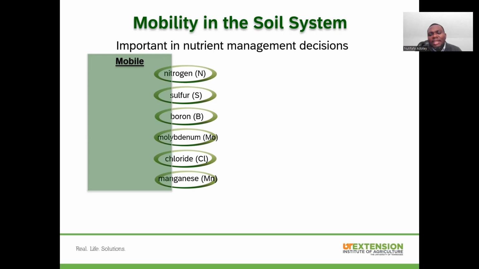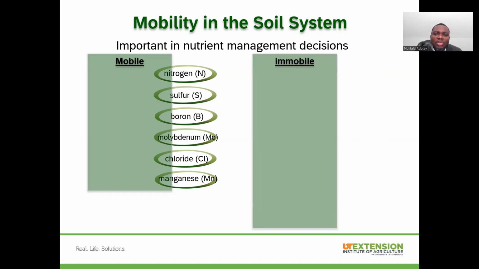You realize that the ion forms of these nutrients are usually anions, meaning they are negatively charged. And most soil surfaces are also negatively charged. Like poles repel, so the negatively charged soil surface and these anions repel each other. So they are likely to remain in solution. That is why you see these nutrients being mobile in the soil. The only exception here is manganese.